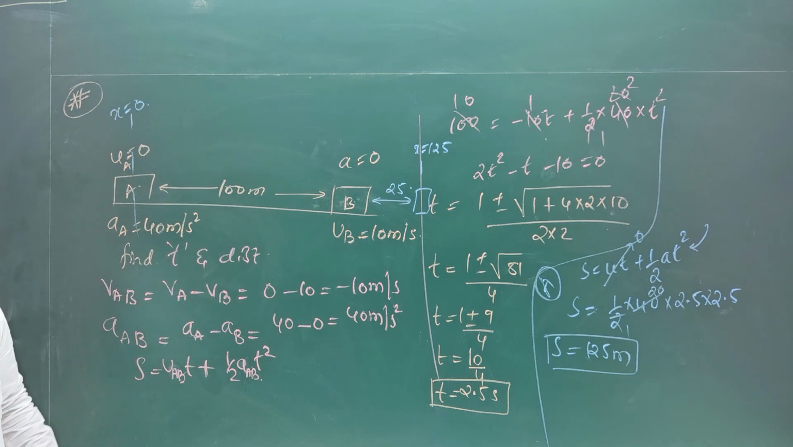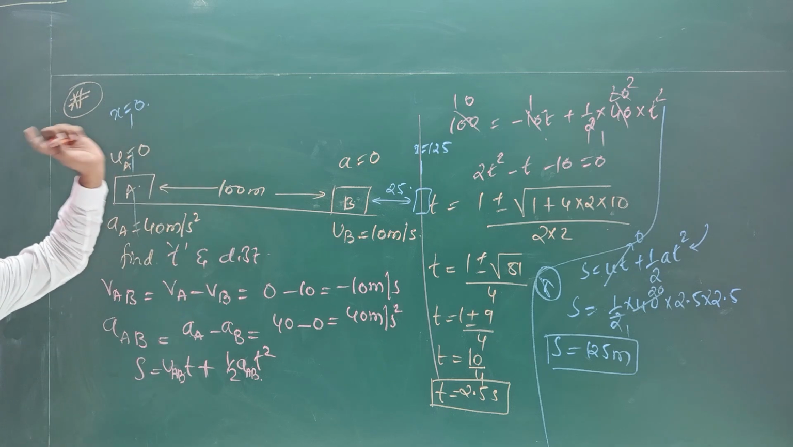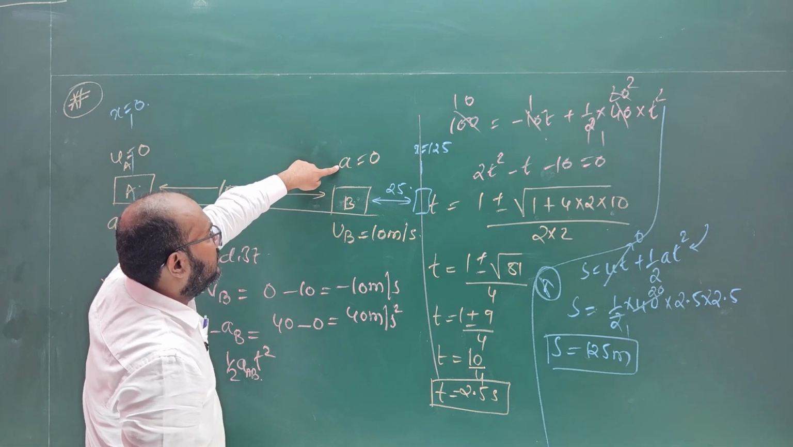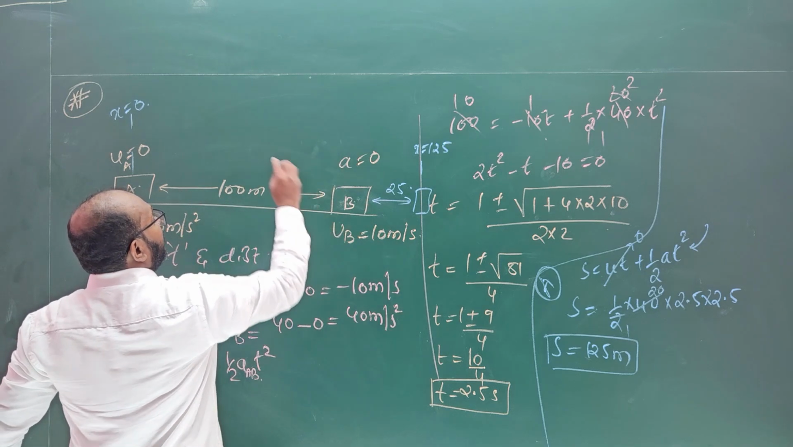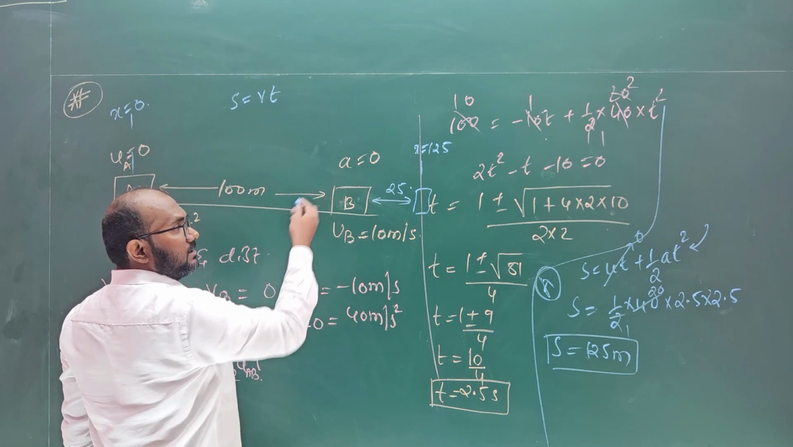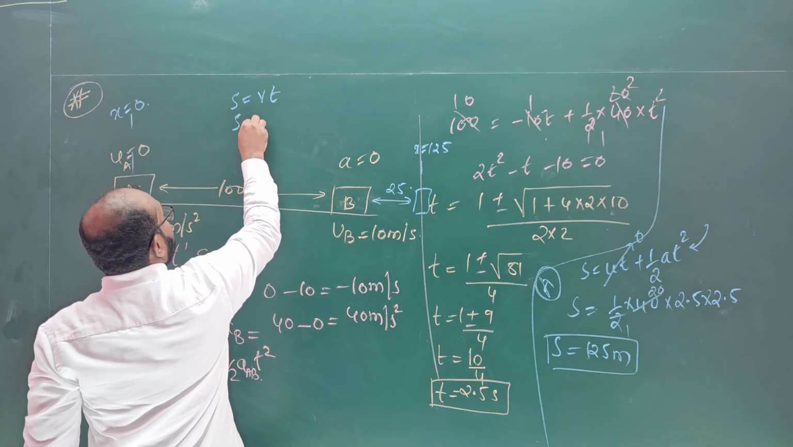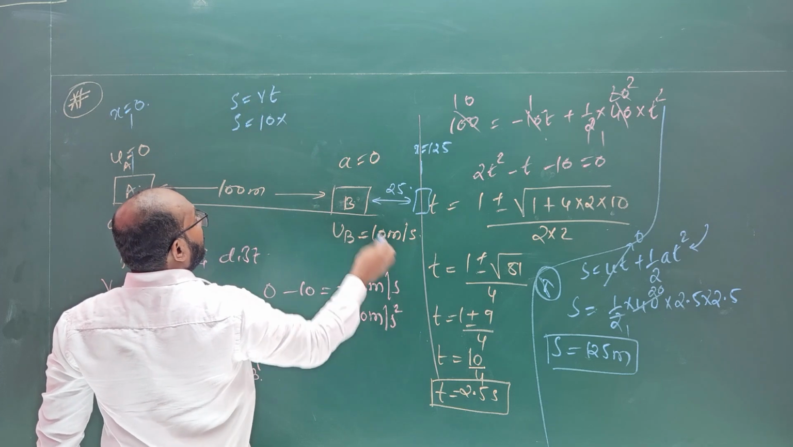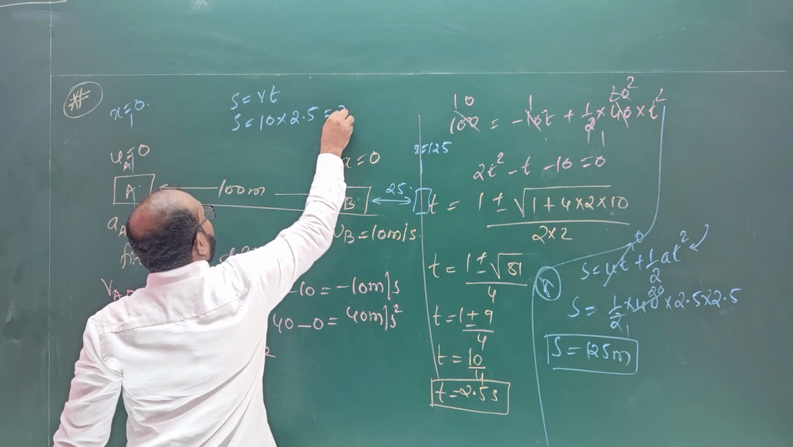Initially the distance of separation is 100. Now let us substitute in that also. Okay, now what is the initial velocity? 10. Acceleration 0. Time 2.5. Then s is equal to, can I write Vt? Acceleration is 0 now. Okay, so s is equal to V, which is 10 into that 2.5. That is nothing but 25.